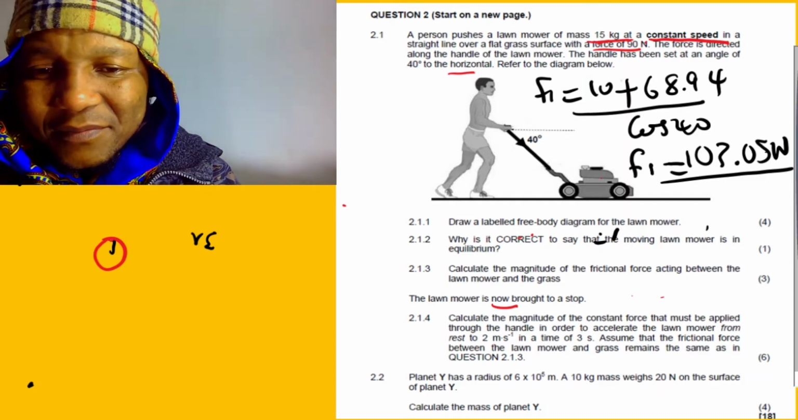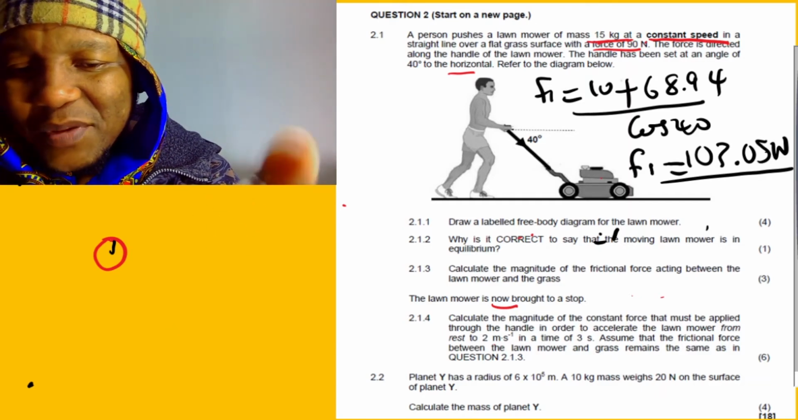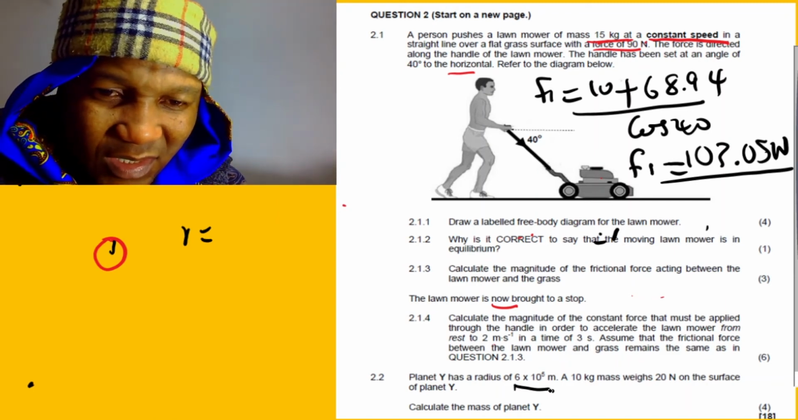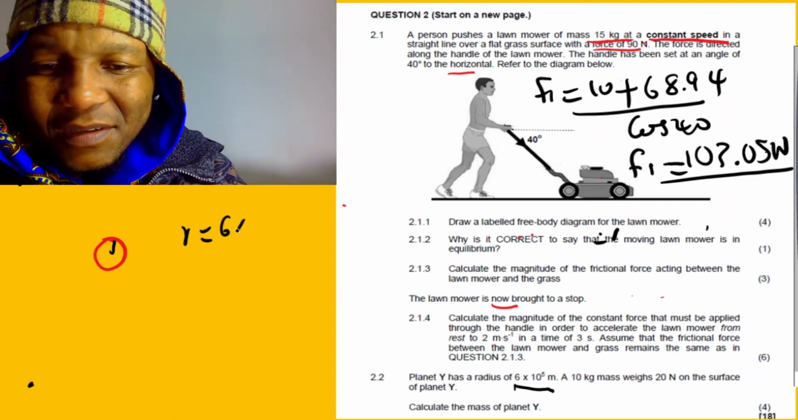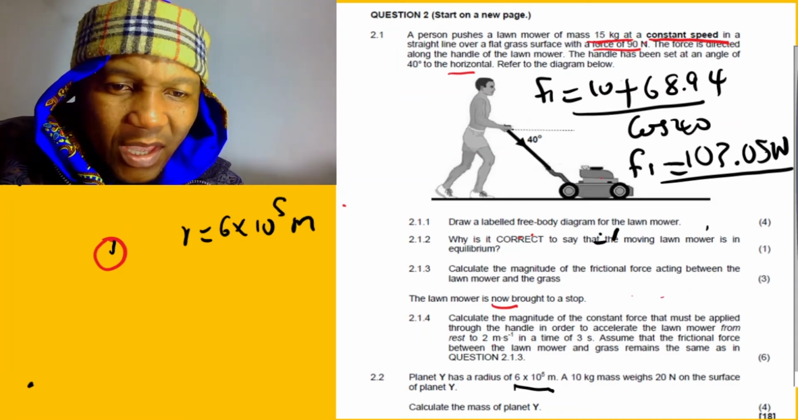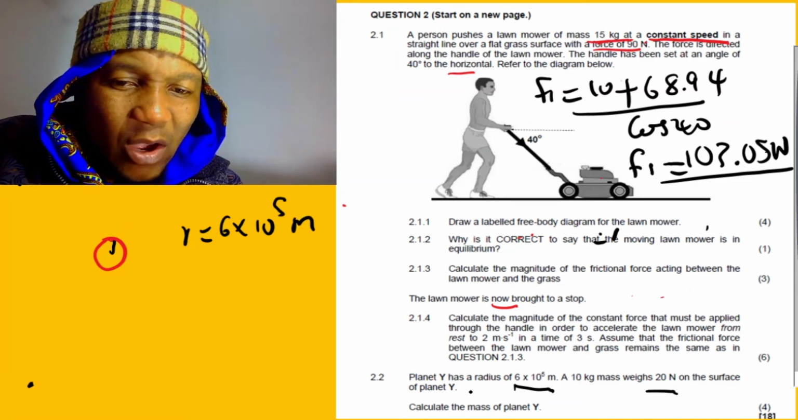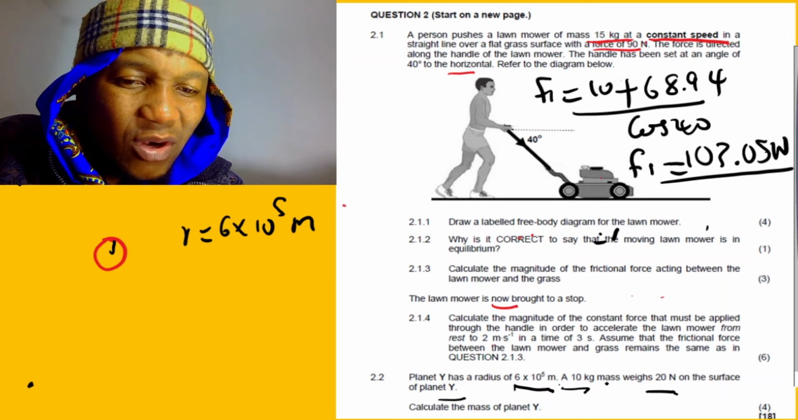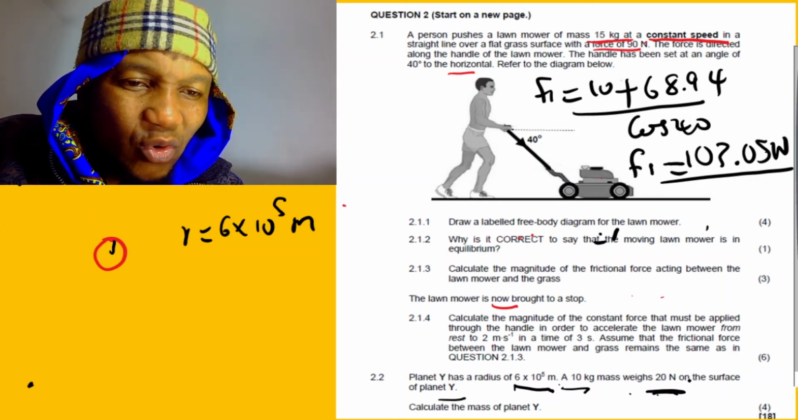So the radius of the planet, let's say R of P, is equal to 6 times 10 power 5, what, meters. Okay, so there is a weight on the surface. There's another mass of 10 kilograms. Okay, a 10 kilogram mass weighs 10 newtons on the surface.